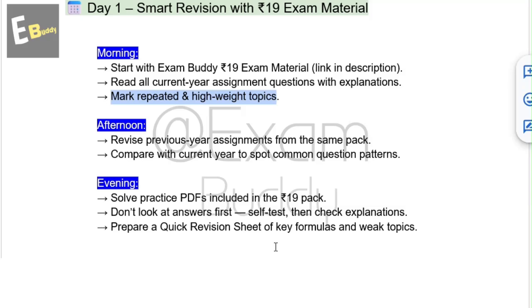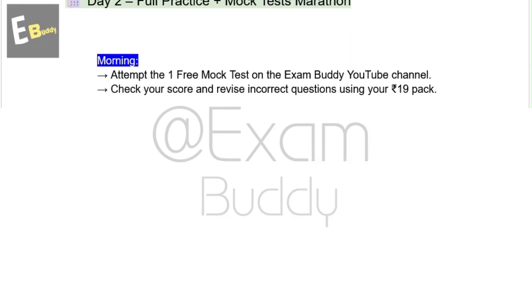Now let's discuss day 2. Day 2 is the full practice plus mock test marathon, and the goal of day 2 is to test your preparation and improve speed and accuracy. In the morning you have to do two things.